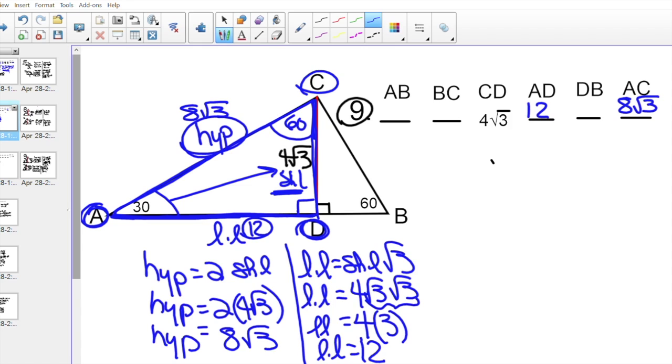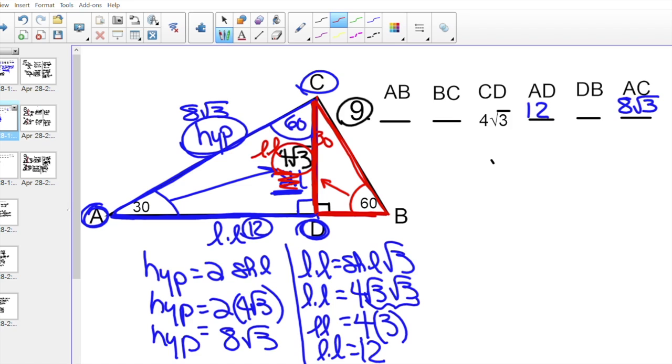Now, you still have to find the other section. Let's go back and read it again. Remember, CD was what was given to us to start off with. That was given right here. But this time, let's do the smaller triangle on the right. Now that is a 60-degree angle, so this one is 30. In this particular triangle, the side opposite would not be the shorter leg, it would be the longer leg.